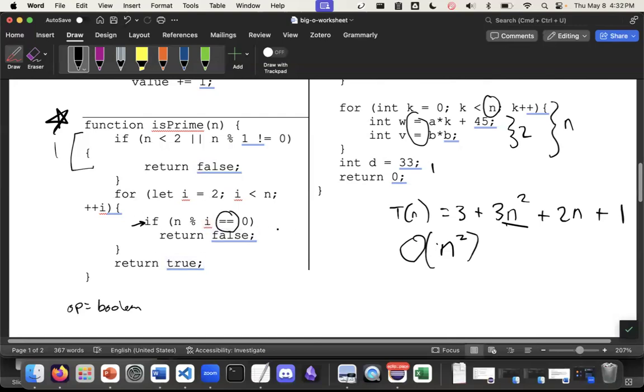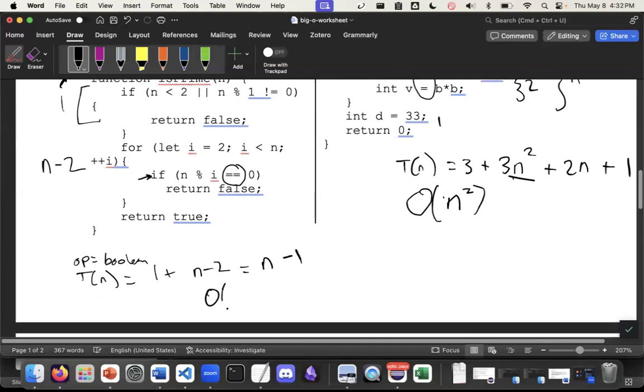But here in the for loop, we're evaluating this how many times? And minus 2, because we start at 2. So that gives our T of n to be 1 plus n minus 2, which is n minus 1. And so this gives us a big O of n, just n.